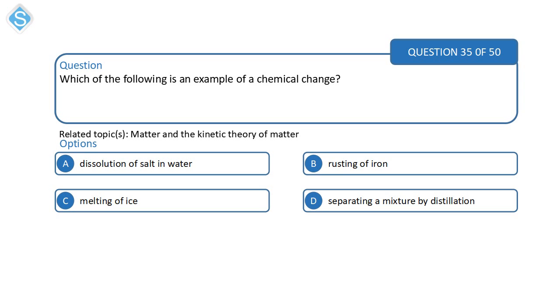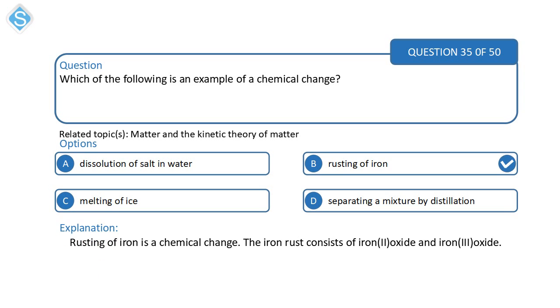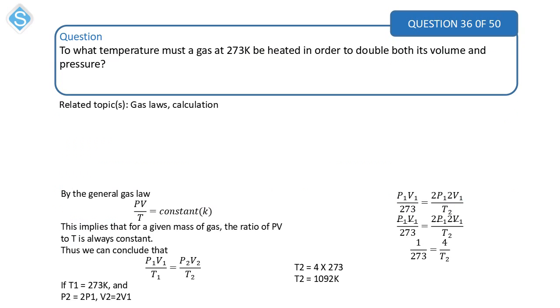But the rusting of iron is an example of a chemical change, in that the iron is going to change. It will become oxidized. So that rusted iron will now contain oxides of that iron. So you are going to have iron 2 oxide and iron 3 oxide. So these are new substances that are different from the original iron that you have.